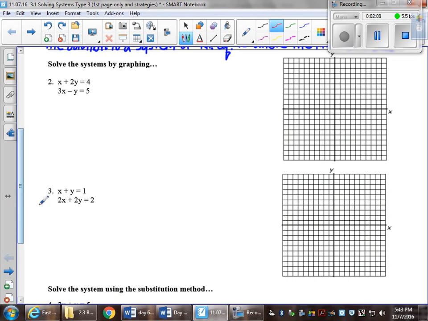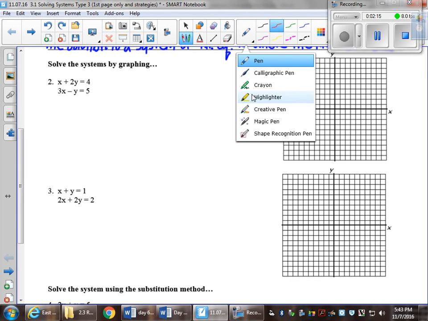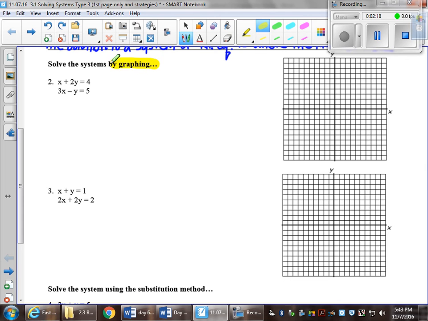Now, numbers 2 and 3 ask us to solve the system by graphing. Now, to solve by graphing, we have to remember a key approach for graphing. To graph a line, we have to have slope-intercept form. Need y equals mx plus b. So when I look at the system given to me in number 2, neither of these are solved for y. So we'll take them one at a time. Let's work on x plus 2y equals 4 first.